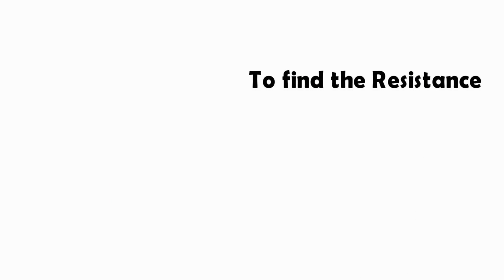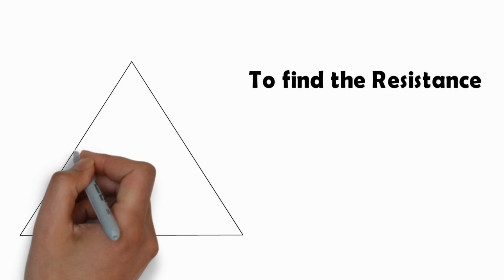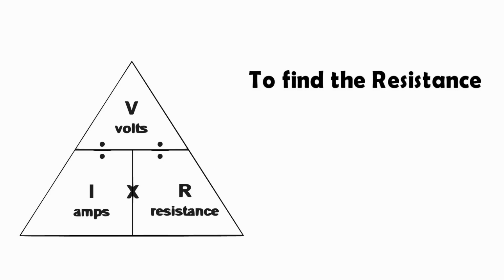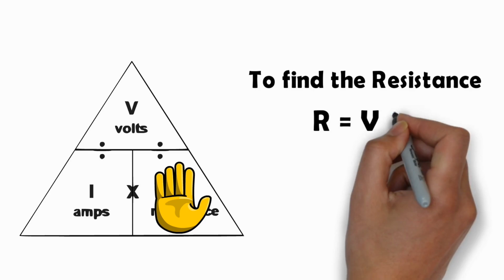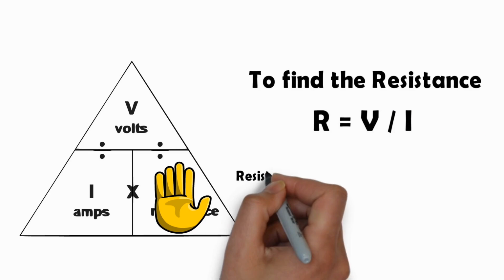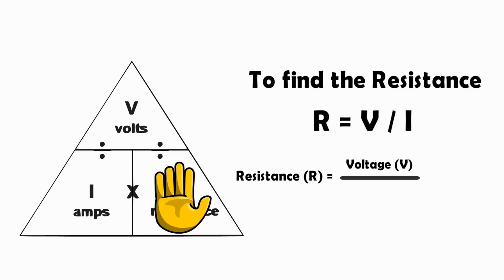To find the resistance, we just have to look again at the Ohm's triangle. Since we are looking for resistance, indicated by the uppercase R, we cover it, leaving us only with voltage and current, or V and I. Therefore, the formula in finding resistance will be R equals V divided by I, or resistance equals voltage divided by the current.